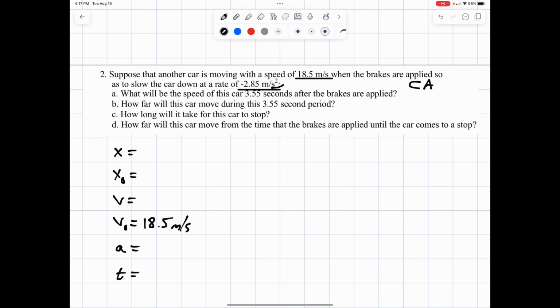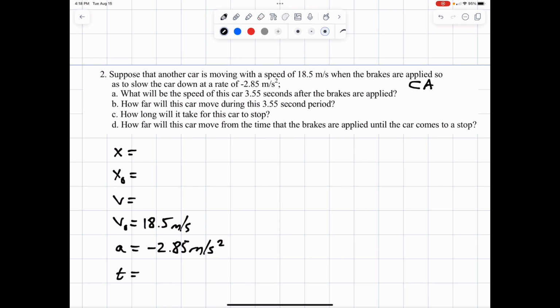Well, the meters per second squared is the dead giveaway. This is acceleration: negative 2.85 meters per second squared. Okay, we have that. Now we start to read part A, B, C, and D one at a time, and we're going to figure out what some of the other things are.